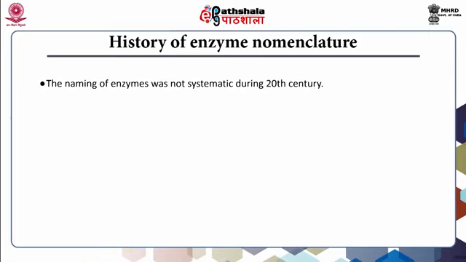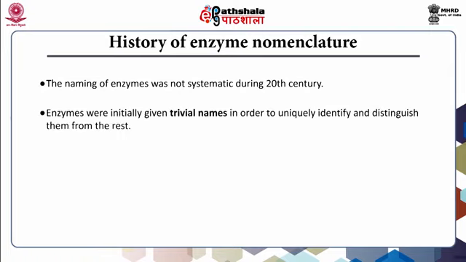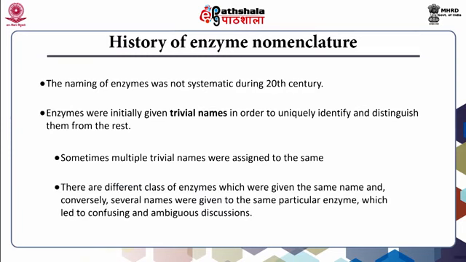The naming of enzymes was not systematic during the 20th century. Enzymes were initially given trivial names in order to uniquely identify and distinguish them from the rest. Sometimes multiple trivial names were assigned to the same enzyme. There are different classes of enzymes which were given the same name, and conversely several names were given to the same particular enzyme, which led to confusion and ambiguous discussions.